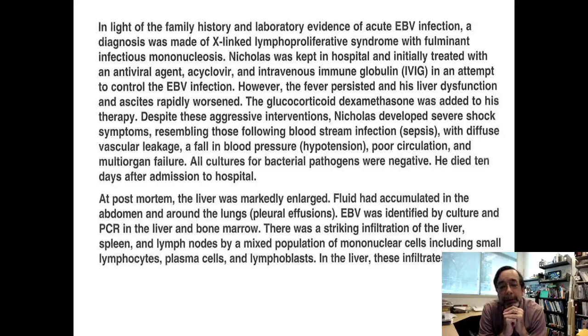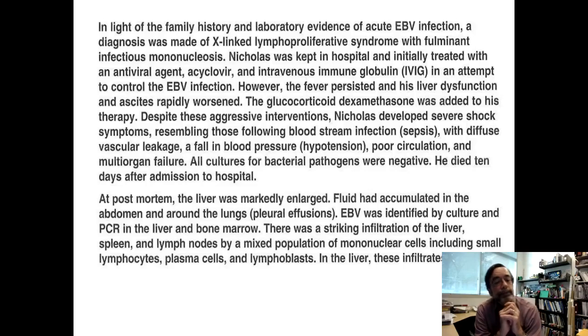And this made me sad when I read it, so it probably makes you sad as well. All cultures where bacterial pathogens were negative, but this is viral. His body is shutting down. And 10 days later, he died. So it's a sad ending to the story, but many of these case studies are things that we cannot fix.